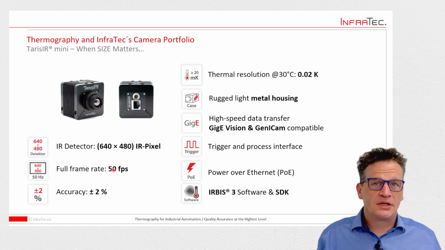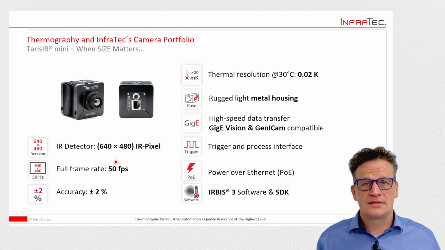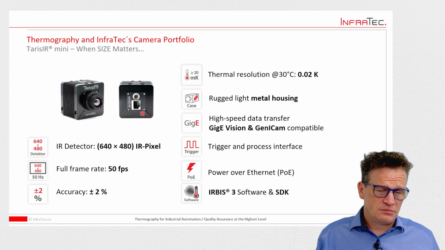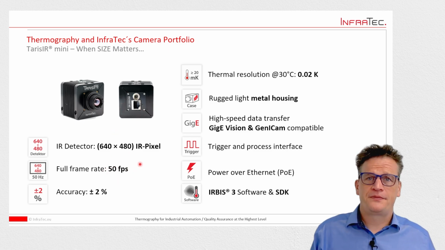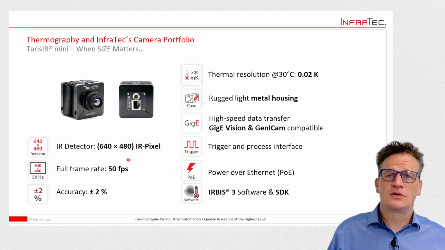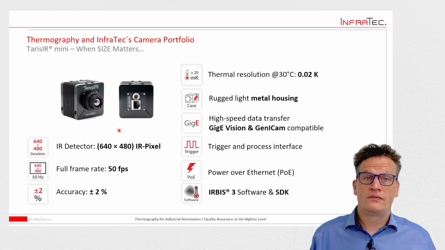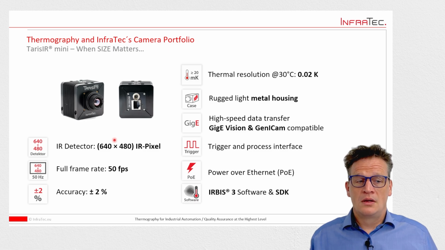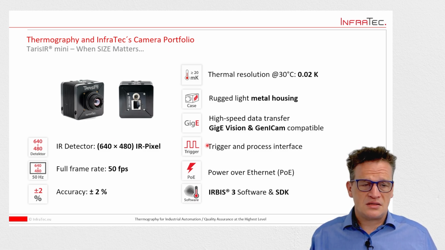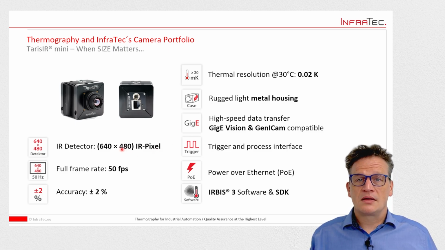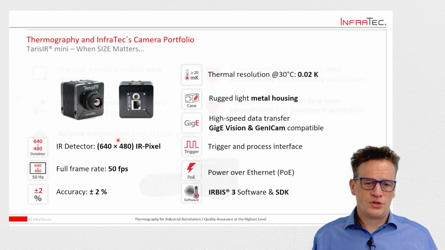Let's have a more detailed look at what makes the Taris Mini so special. Its housing is made of light metal. It delivers 50 frames per second and it's easily controlled via software, such as our Irbis 3 platform or via the SDK. By using open standards, long-term integration is ensured, making it a true investment in the future.